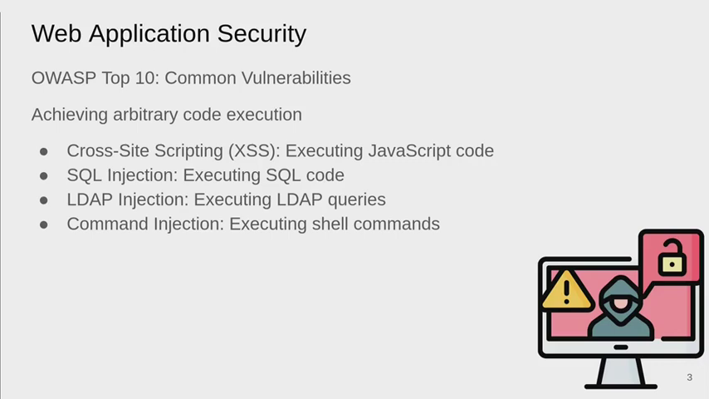Then looking at arbitrary code execution on the web application side through, for example, cross-site scripting, SQL injection, LDAP injection, and command injection. These are all forms of arbitrary code execution, where an attacker can execute some code on behalf of your application, either on the client side, on the server side, or a mix between the two.